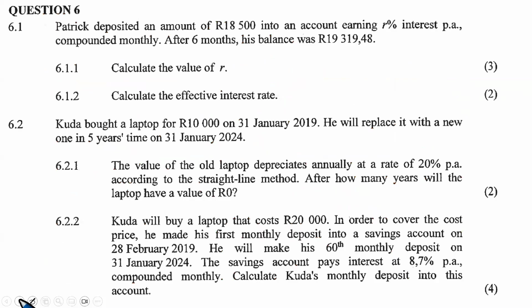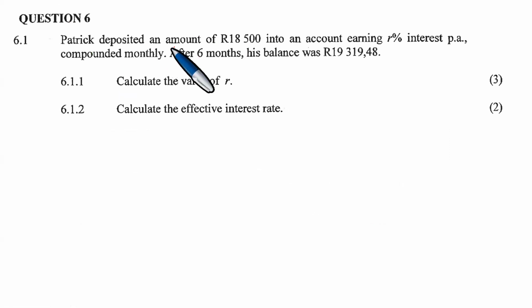The next question is on mathematics of finance. Patrick is a very smart guy and he deposited an amount of money into a bank account. Let's do finance together. Now, Patrick deposited an amount of 18,500 into an account, earning 8% interest per annum, compounded monthly. After 6 months, his balance was 19,319 rand and 48 cents.